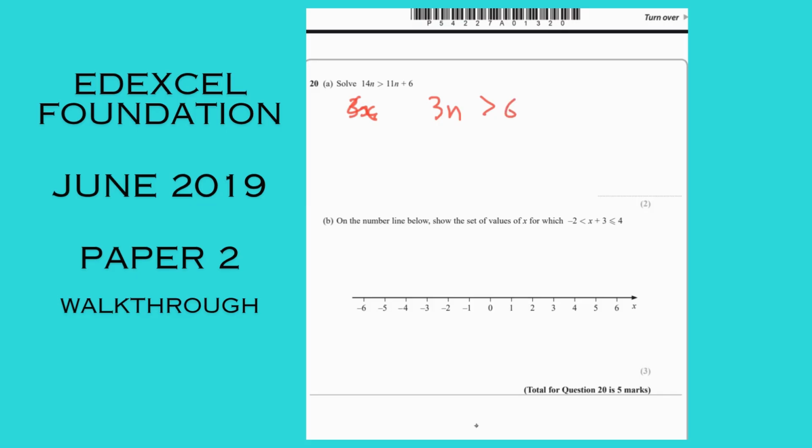Divide both sides by 3, and you've got your answer sorted. Here we've got a double inequality. Don't get put off. The idea of algebra is do the same to both sides, but let's rephrase that. Do the same to all sides. So that plus 3, let's subtract 3 from all sides.